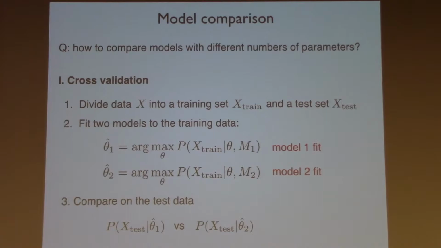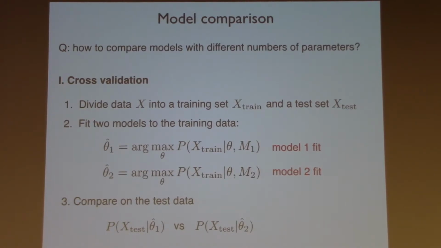The simple idea is you're going to fit your model on some training data, and then you're going to have some held-out test data that you've never looked at, and you're just going to ask, how well does my fitted model predict the held-out data, right? So we're going to divide the data into a training set, X-train, and a test set. Let's say we're just comparing these two models. We're going to fit model 1 by maximizing likelihood, fit model 2 by maximizing likelihood, and then we will evaluate how probable was the test data given the fitted parameters from model 1 or the fitted parameters from model 2. All right, that's the simple idea there.